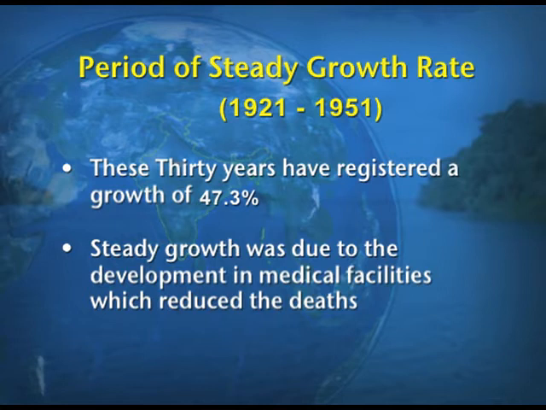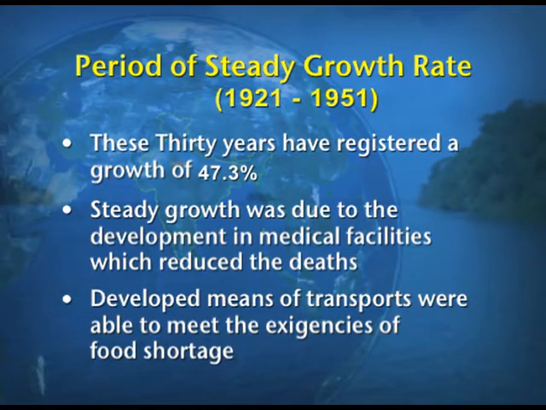So, medical facilities means which reduced the death rates, and the death rates which used to happen because of the certain drought conditions also declined. Another factor responsible for the steady growth is the developed means of transportation which were able to meet the food shortage in the certain areas of the country.